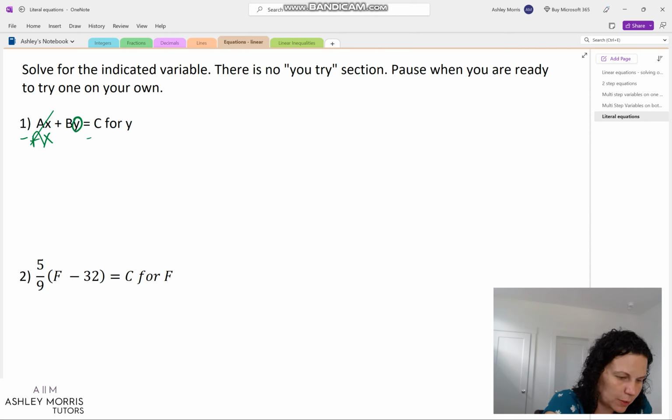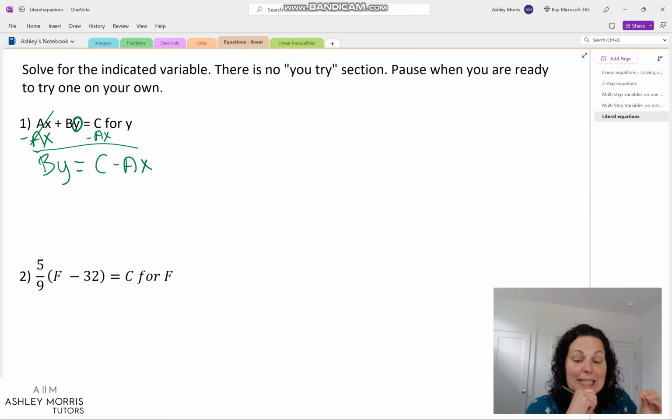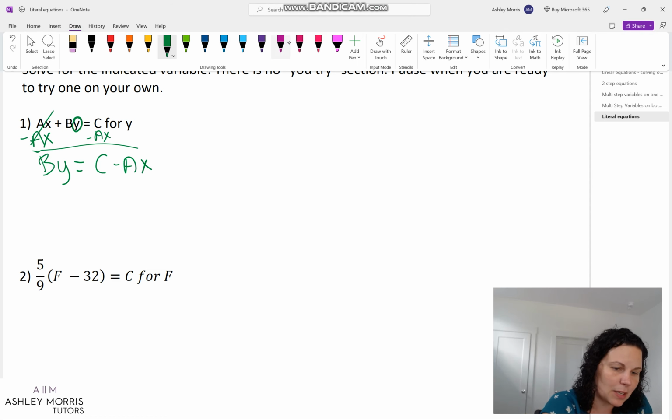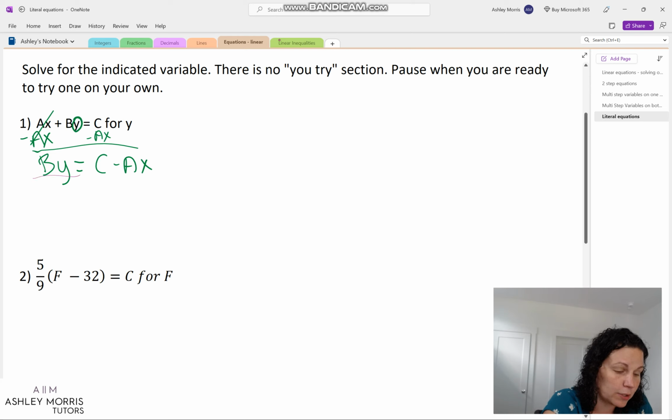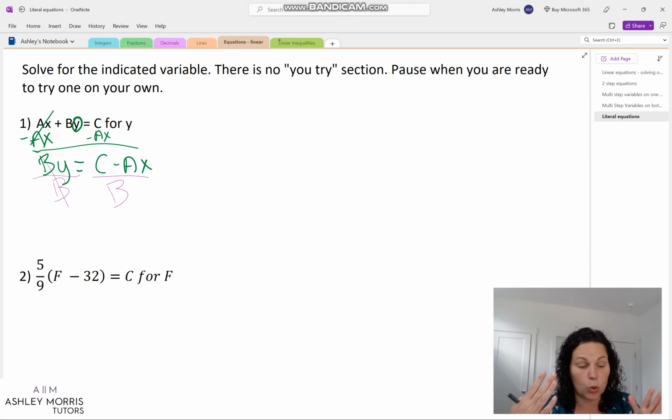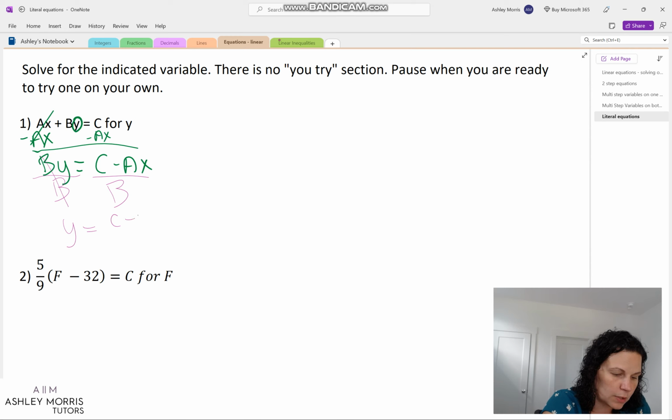Oops, that's not where it goes. It goes right here. So we've got by equals c minus ax. Now that's b times y. How do you undo a number times y? We're going to divide. We're going to do the same thing here. It's just instead of dividing by what looks like a number, we're going to divide by a variable. And you can divide the whole thing, or you could do c over b and ax over b. Either one's fine. So you could do c minus ax all over b. You could also write that as c over b minus ax over b. They're the same thing. Doesn't matter.